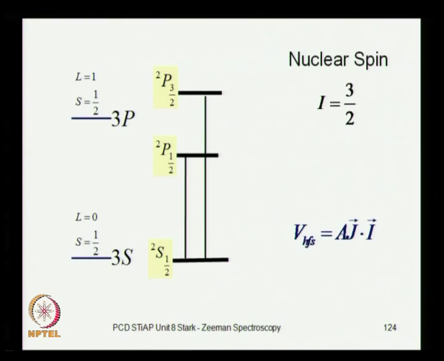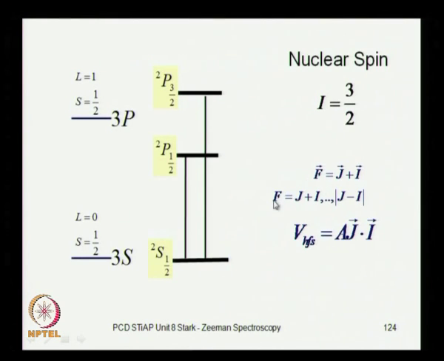Because we know that there is a fine structure, okay? So, the excited state 3p is already a doublet, this is the spin orbit doublet, and then there is a hyperfine structure, there is the nuclear spin which for the sodium atom is 3/2. And there is this hyperfine structure interaction which I mentioned at the beginning of this class. So, you have to take this interaction also into account.